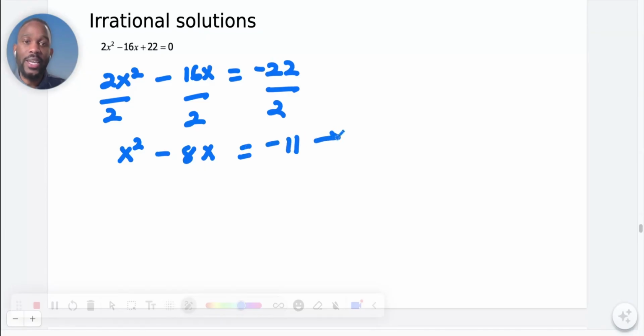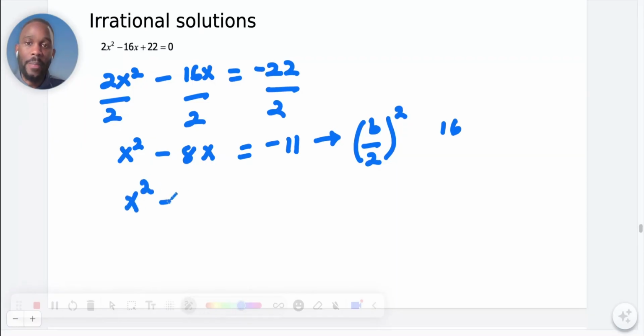So at this stage, complete the square. Get b, divide by 2, and square it. b is negative 8. Negative 8 divided by 2 gives you negative 4. Negative 4 squared gives you 16. So add it to both sides of the equation. So x squared minus 8x plus 16 is equal to negative 11 plus 16.